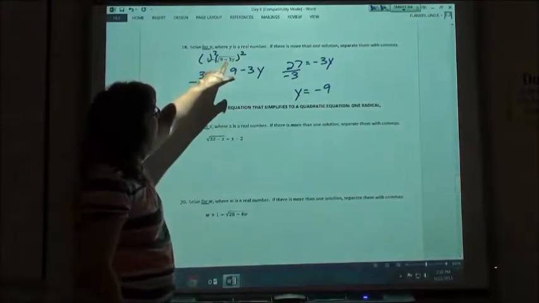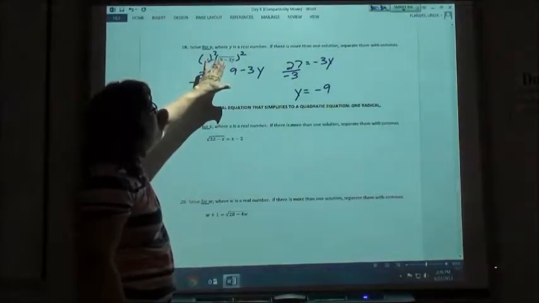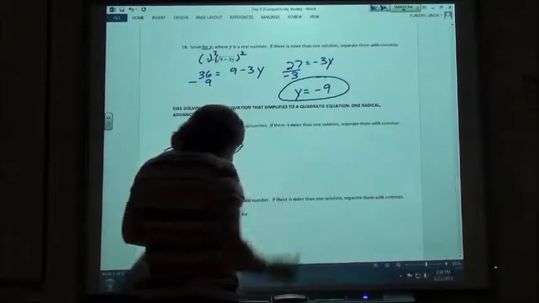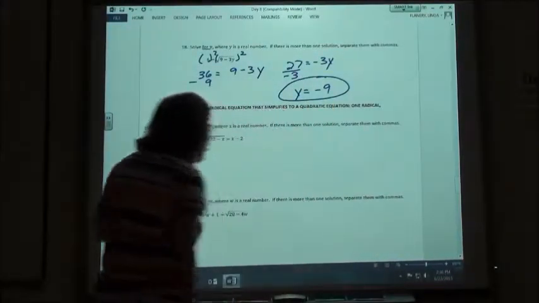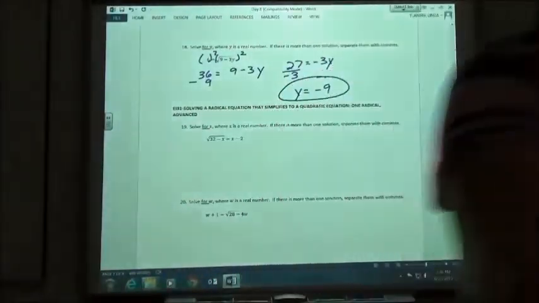So negative 3 times negative 9 would be 27. 27 plus 9 is 36, and the square root of 36 is 6. That answer is okay and checks out. But also make sure you go back and check your answers whenever you're working with radicals.